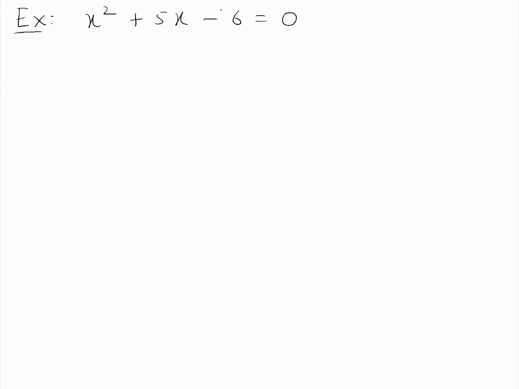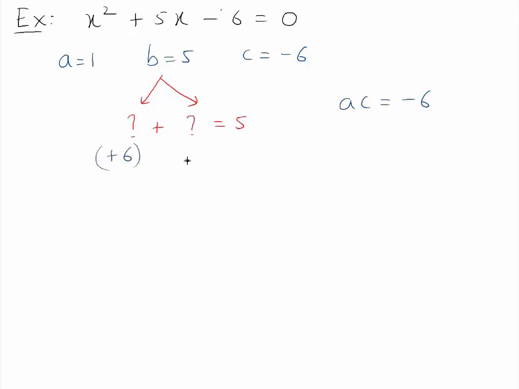Now we'll try and do things a little bit directly. So here we can see a equals 1, b equals 5 and c equals minus 6. So we need to split b into two parts such that their addition is 5 and their multiplication is AC. So AC in this case is minus 6. So we can just guess the number. This will be plus 6 and this will be minus 1. We can see that their addition is 5 and their product is minus 6.